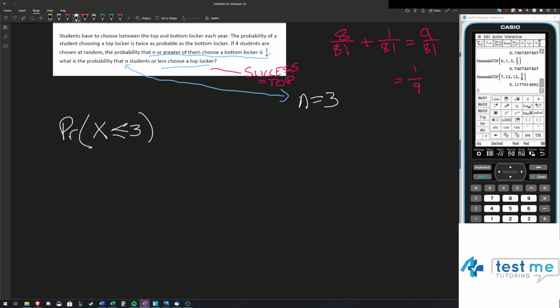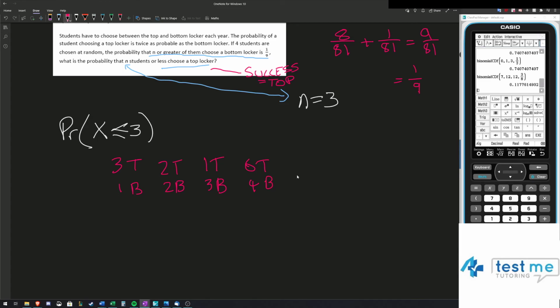But what we can do with binomial distribution is say, okay, because there's only two choices, let's think about it. If 3 students are choosing a top, 1 student is choosing a bottom, right? 2 students are choosing a top, 2 students choosing a bottom. 1 top, 3 at the bottom, and 0 at the top, 4 at the bottom. Okay, so that's looking at all of these ones.